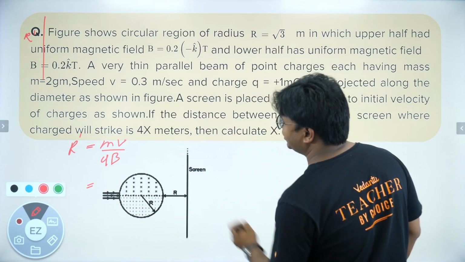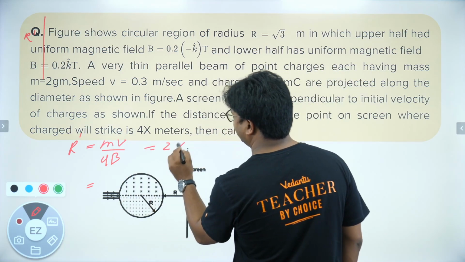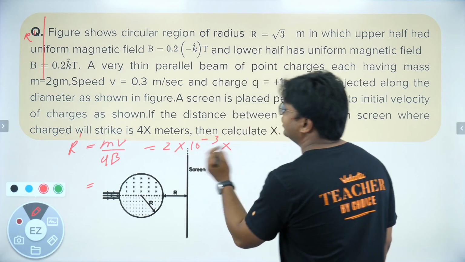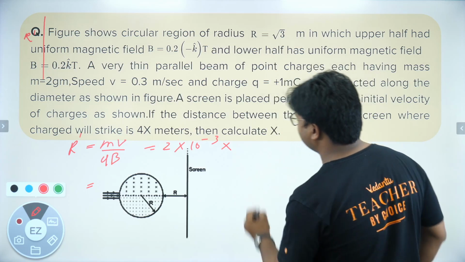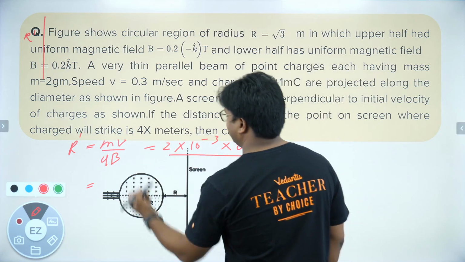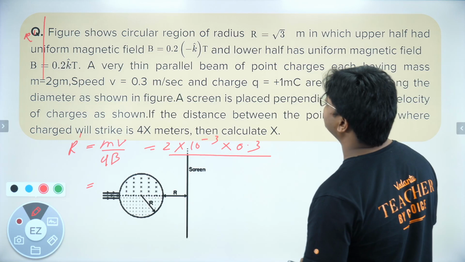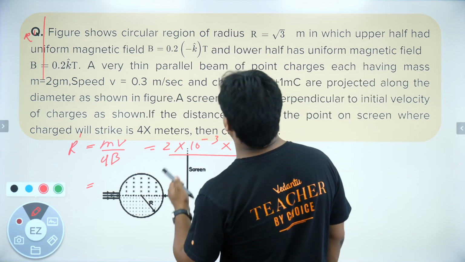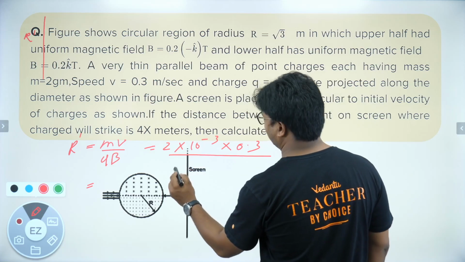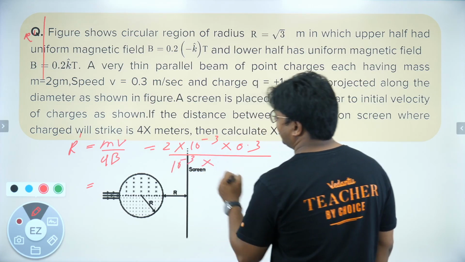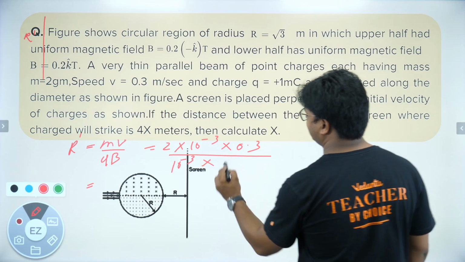Mass is given to be 2 grams, so 2 into 10 raised to power minus 3. Velocity is given to be 0.3, so 0.3 divided by qB. Q is the charge, which is 1 millicoulomb, so 10 raised to power minus 3, and B is 0.2.